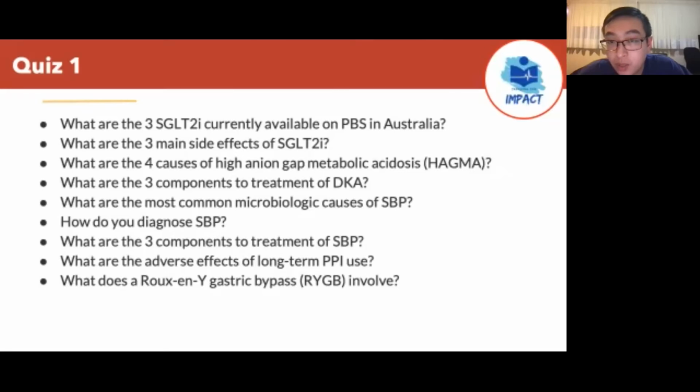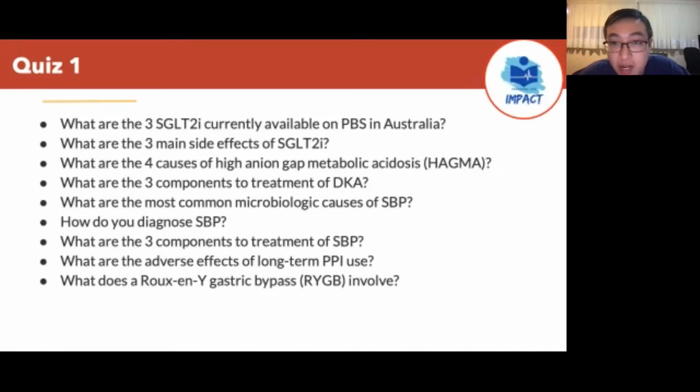So 3 of them, dapagliflozin and empagliflozin, are probably the 2 that you will see most commonly, but there's also a third one, atugliflozin, as well. What are the 3 main side effects of SGLT2 inhibitors? We talked about how glycosuria can predispose patients to UTIs and vulvovaginal candidiasis. It can cause dehydration, resulting in things like orthostatic hypertension and AKI as well. But most importantly, it causes euglycemic ketoacidosis.